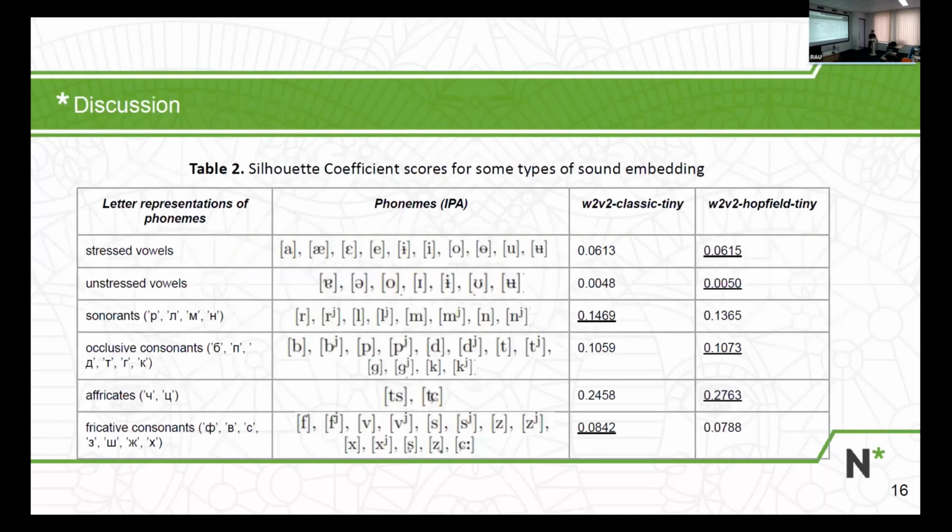So we get these values of silhouette coefficient for every class of our embeddings. We make classes of stressed vowels, as I've shown in the UMAP projections of them, unstressed vowels, sonorants, occlusive consonants, affricates, and fricative consonants. And the Hopfield model had the best scores in most of the classes except for sonorants and fricative consonants.